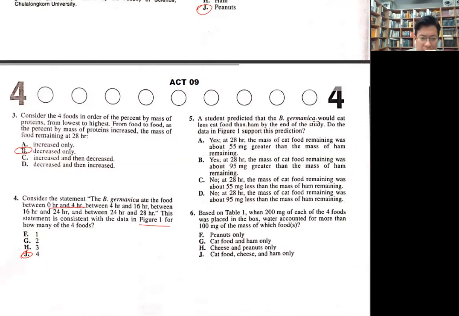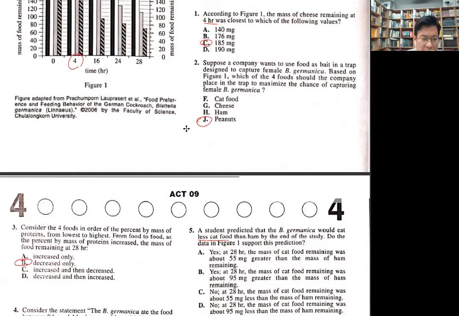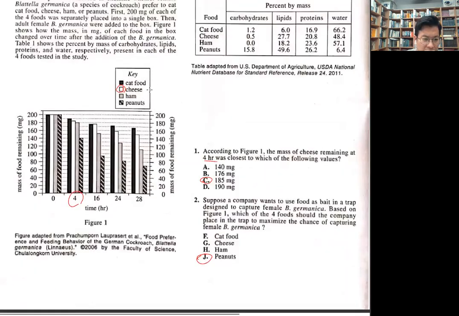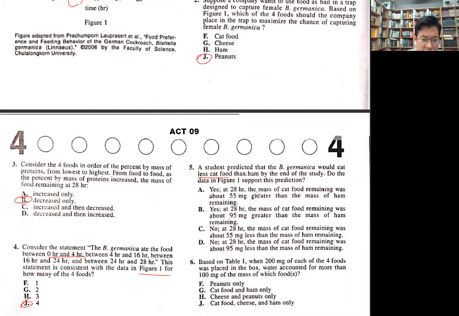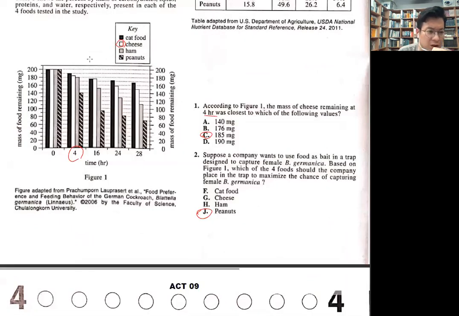A student predicts that P. Germanica would eat less cat food than ham by the end of the study. Do the data support this? Cat food and ham. Ham is consumed more, so yes. It's 55 over 95, and cat is 28. Cat is this much and ham is this much, so the difference is about 50 something.